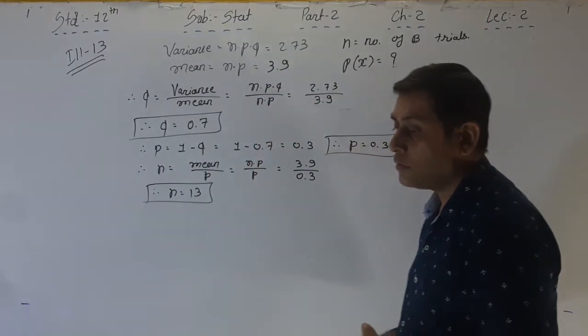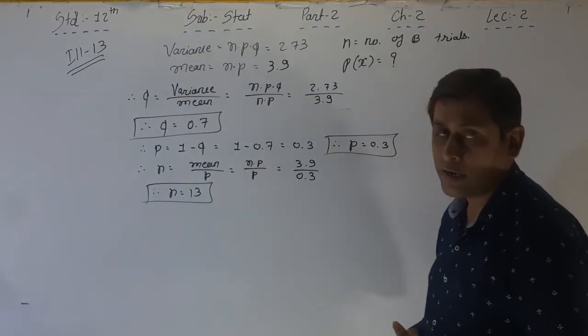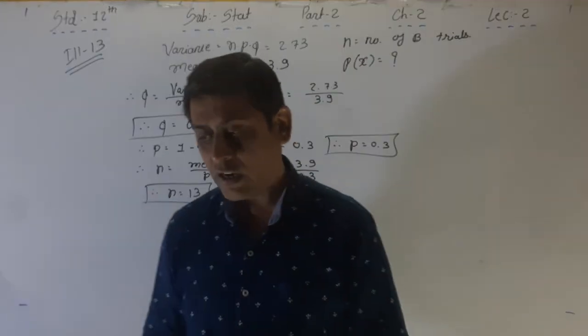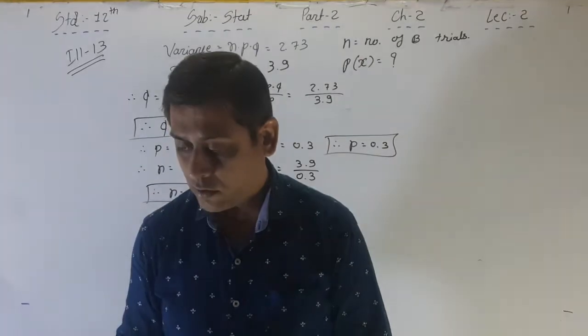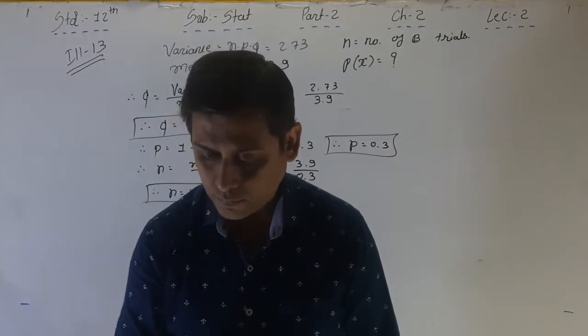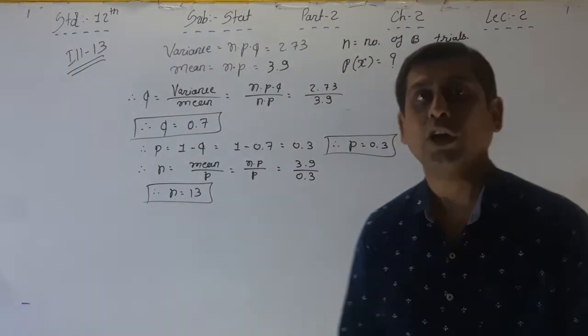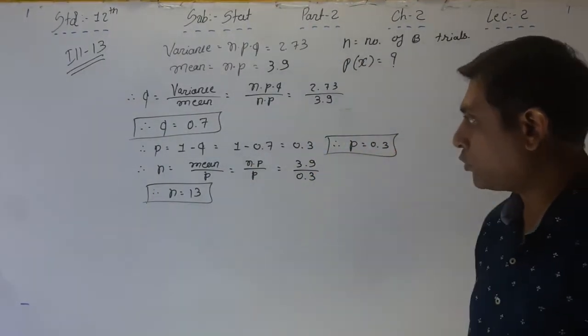Thus the number of Bernoulli trials conducted in this distribution is 13. n is equal to 13.